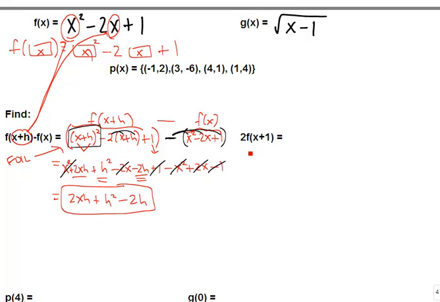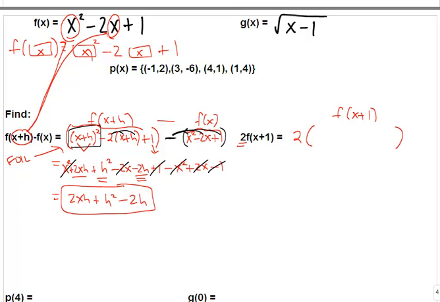Okay, the next function evaluation that we want to do is 2 times f of x plus 1. Notice here that the 2 is on the outside of your function. So when we do this, we're going to want to do 2 times whatever f of x plus 1 turns out to be. So let's figure that out. Let me erase a few things here.